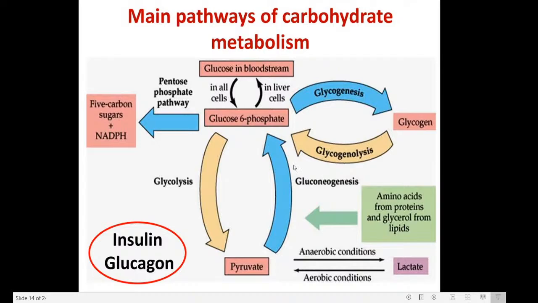Okay, this happens in the insulin glycogen production. In this, the pyruvate undergoes anaerobic conditions that produce lactate. This lactate undergoes aerobic conditions that produce pyruvate. It's a very important thing. In the anaerobic condition, the pyruvate produces lactate. In aerobic condition, the lactate produces pyruvate.